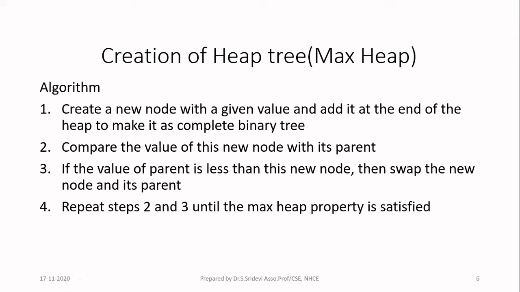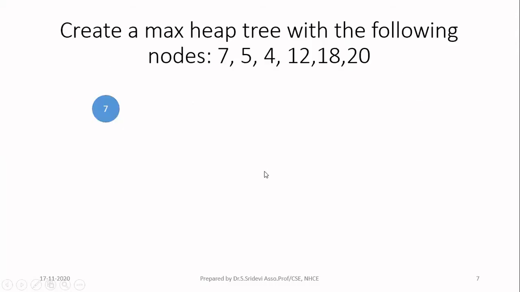So in that case, you have to repeat the same process for the remaining nodes also. So you are going to repeat steps 2 and 3 until the max heap property is completely satisfied for the entire tree. So now let us see how to do the construction with the help of an example. I have to create a max heap tree with the following nodes. So I have totally 6 nodes.